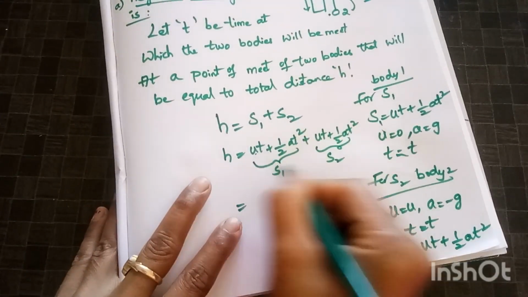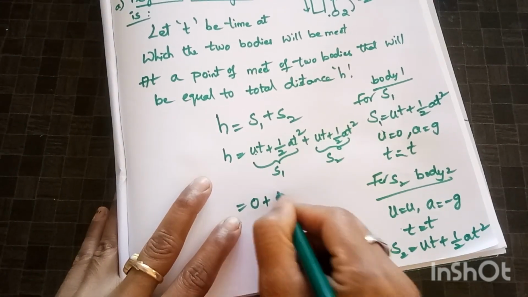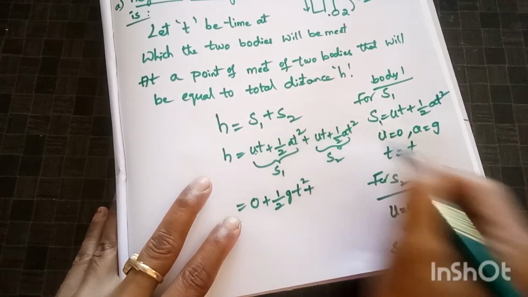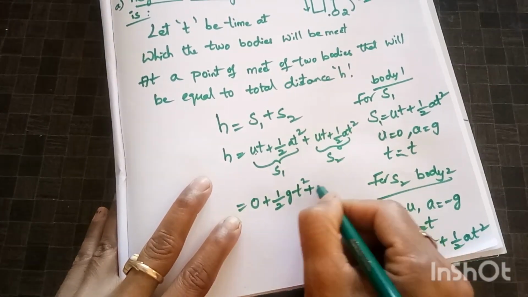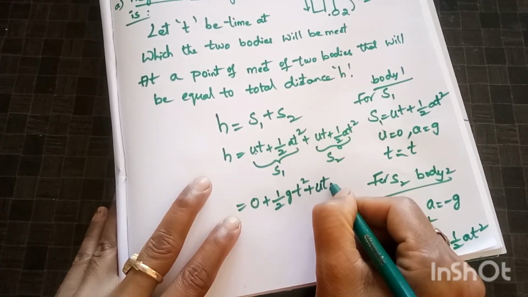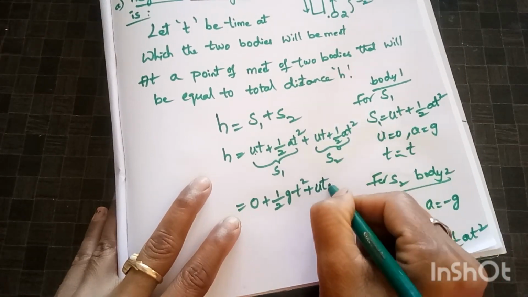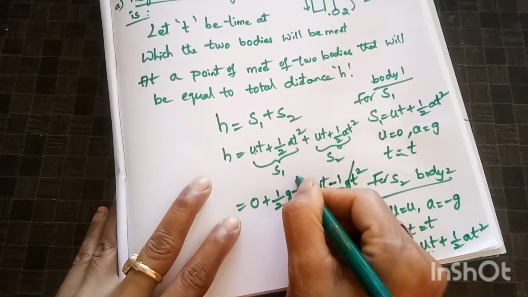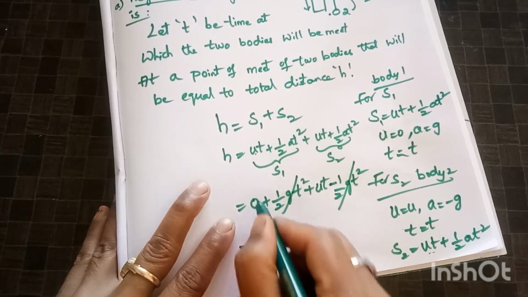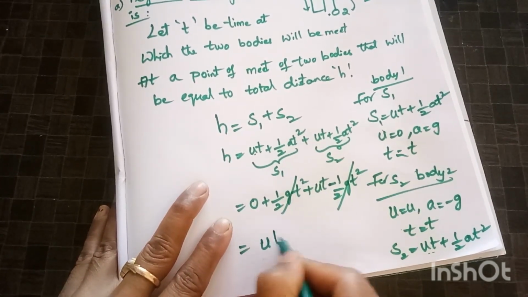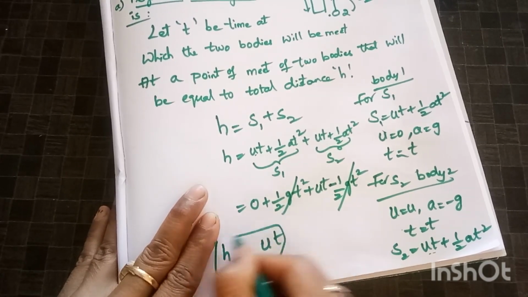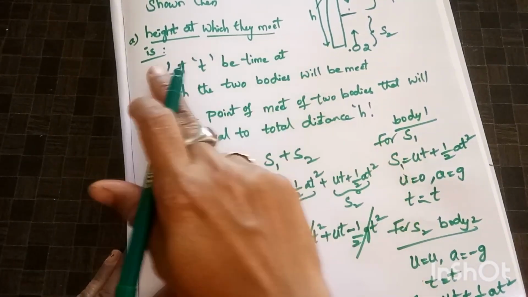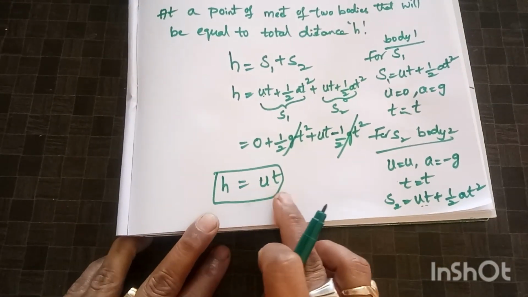So for s1, u equals 0, u plus half g t is g, t is t itself, plus ut is ut itself, u only. a is minus g, minus half g t square. Minus half g t square plus half g t square will be cancelled. 0 plus anything will be anything, ut. So h equals ut. So the height at which they meet is h equals ut.